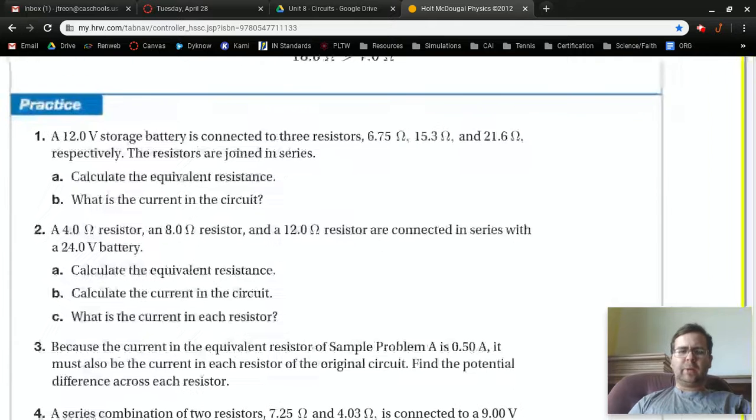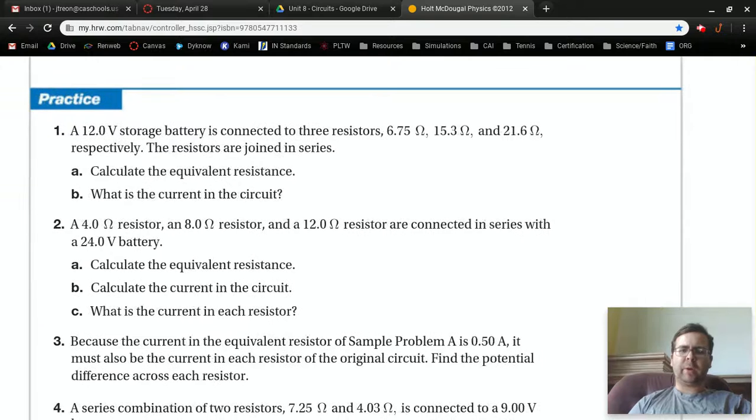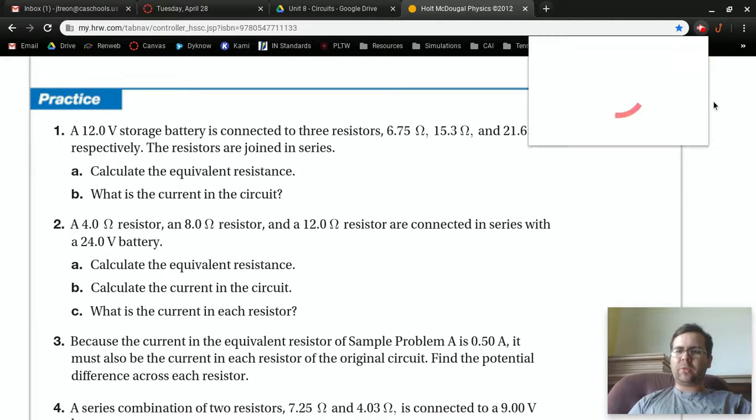I'm going to have you do these first 3 problems today. So that's what's on Canvas. Let me know if you have any questions on that. I'll try to be checking my email so I can respond to questions that you have. So hopefully that made some sense, and good luck.